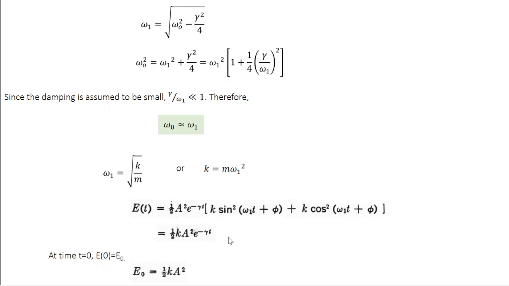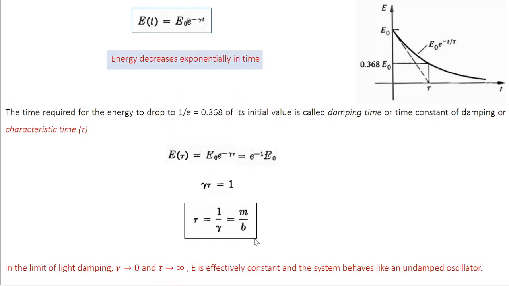So what is E naught? Simply put t equal to 0 in this equation, e to the power 0 equal to 1. So E naught equal to half K a squared. So instead of half K a squared in this equation, you can write E naught. So your expression for the total energy now becomes E of t equal to E naught e to the power minus gamma t.